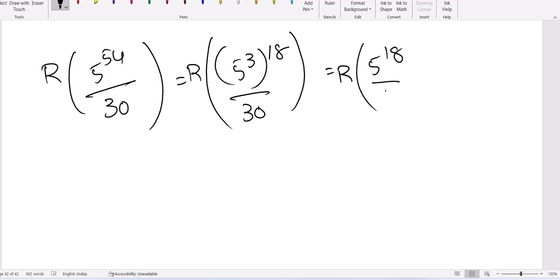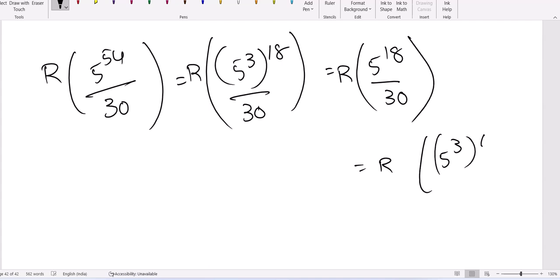Again 5 cannot be divided by 30. 5 square cannot be divided by 30. I should write 5 cube. So 5 cube power 6. 5 cube means again 125. 125 divided by 30, 5 remainder. 5 power 6 can be written as 5 cube into 5 cube.